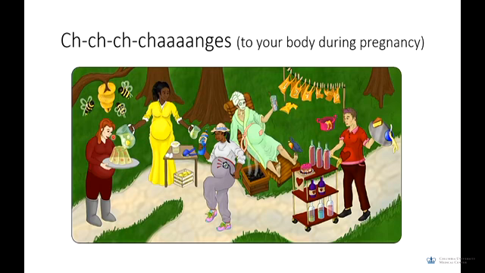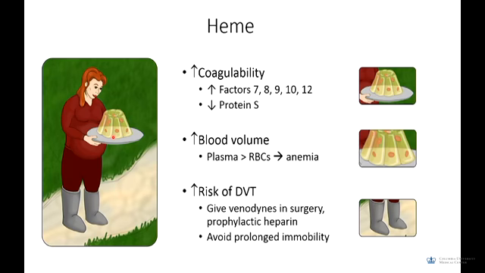Changes. So changes are going to happen to your body during pregnancy, and this is a mnemonic I stole from Aaron Kaplan to illustrate those changes. So heme changes. You have an increase in coagulability as shown by this jello mold because you have an increase in factors 7, 8, 9, 10, and 12, not 11, and a decrease in protein S.